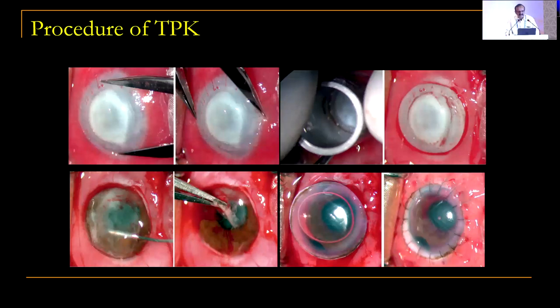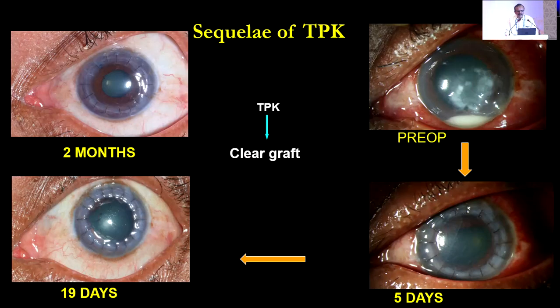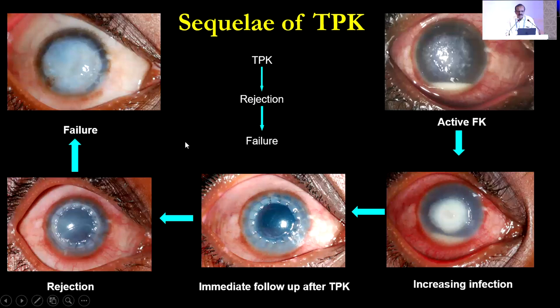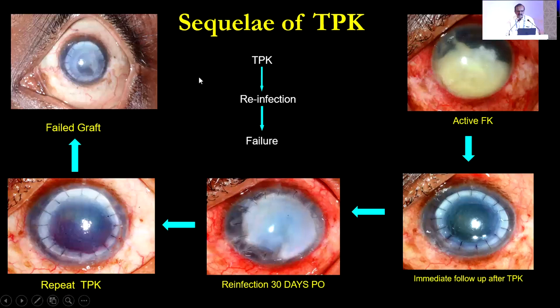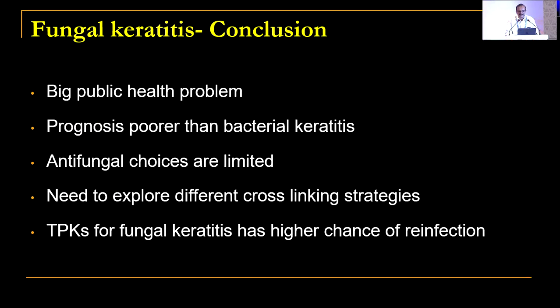So these are the surgical steps, a routine thing, but these can be the sequelae. Sometimes you start off with a pre-op ulcer and you end up very well. This is very rare. Usually you can have an active fungal keratitis with increasing infection, go for a TPK. Initially it looks clear, but over a period of time, there may be a rejection and an ultimate failure. Or worse, it can be a fungal keratitis for which we did a graft, and after 30 days, the infection can recur in the graft. So there can be three sequelae with regard to therapeutic keratoplasty when you do it for fungal ulcers.